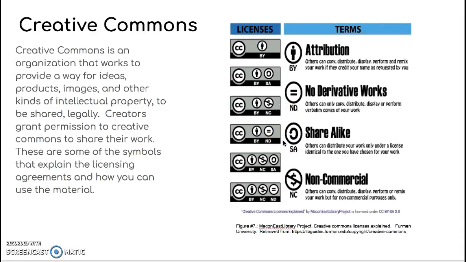If there was this symbol, it's called share-alike. Others can distribute your work only under a license identical to the one you have chosen for your work. And the last one here is non-commercial. Others can copy, distribute, display, perform, or remix your work, but for non-commercial purposes only.